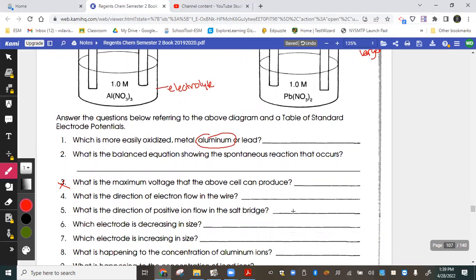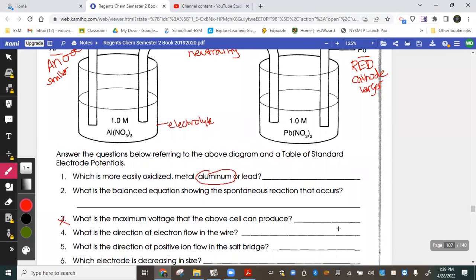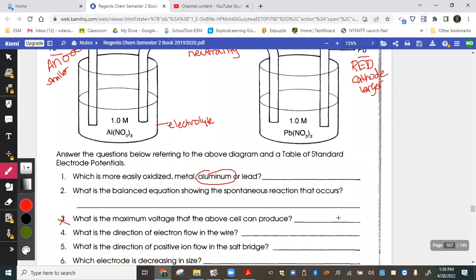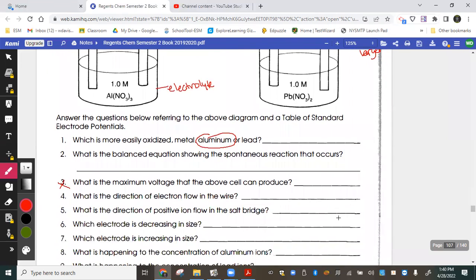All right, so aluminum is the most easily oxidized. And so I'm going to show the two half reactions here for question number 2, and I'll just draw that on the diagram. But let's just take a look at the rest of our questions here. So we're going to hold off on question number 2 for just a second.